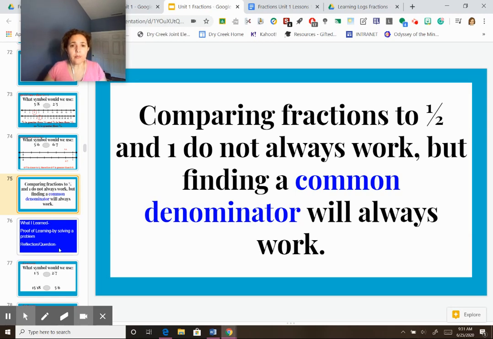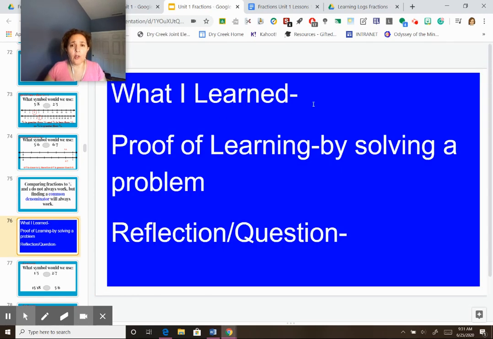So write down in your math notebook what you learned today. Proof of learning, show me some examples. And if you have a reflection or a question, write that down, please. All right.